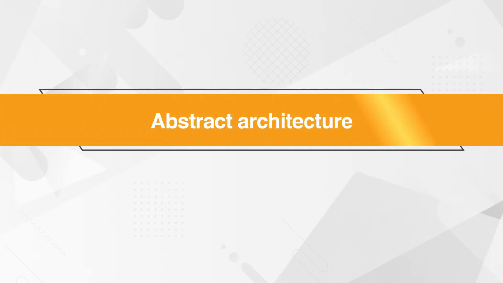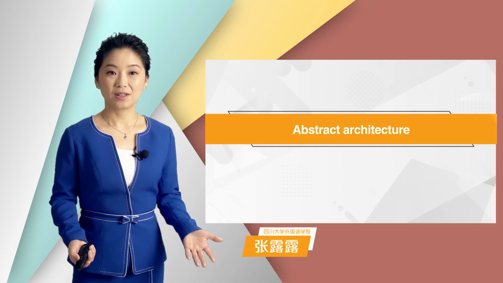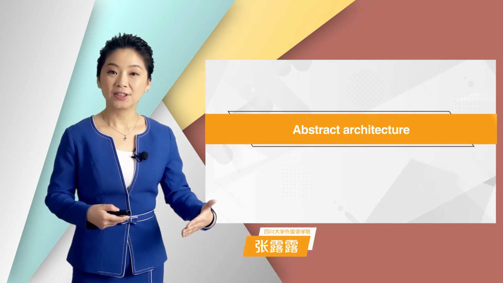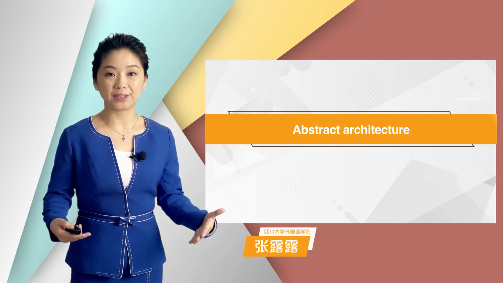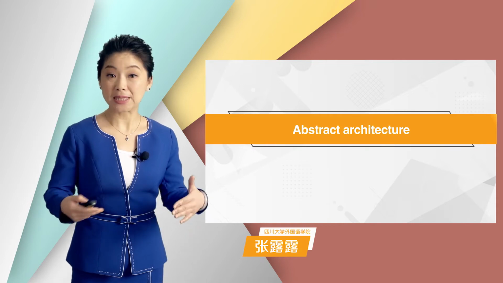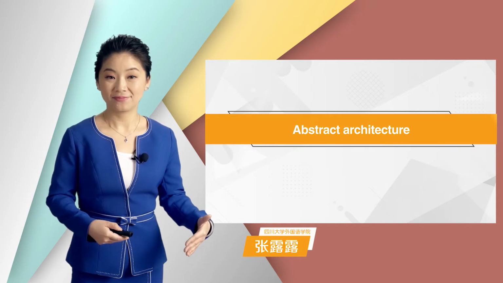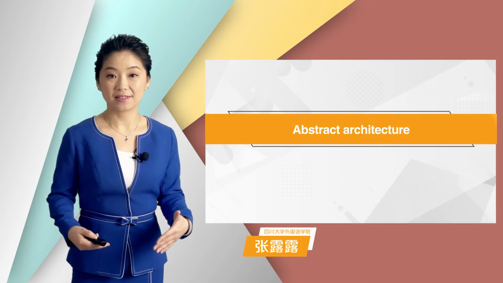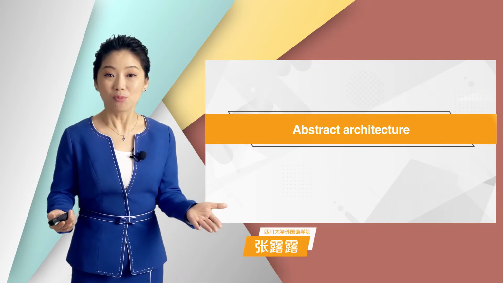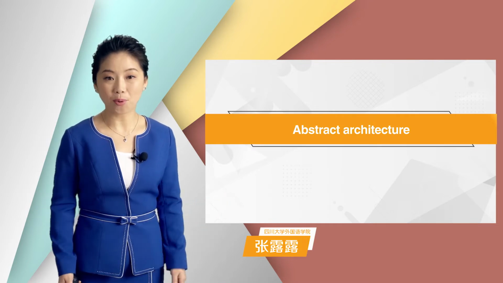Abstract architecture. Abstracts should explain to the general reader why the research was done, what was found, and why the results are important.